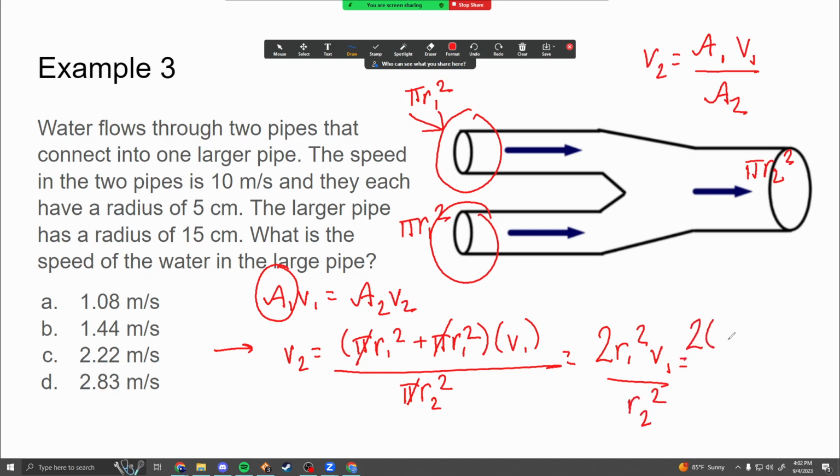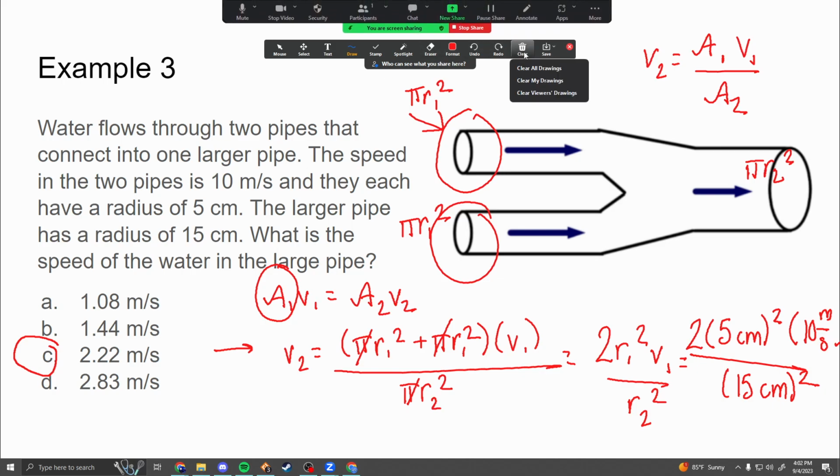So this is 5 centimeters squared times 10 meters per second divided by 15 centimeters squared, and you should get 2.222 meters per second.